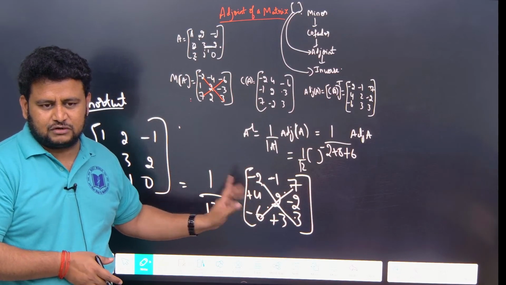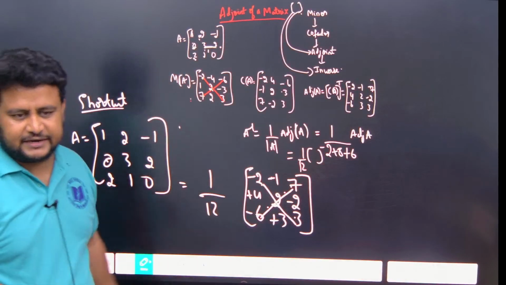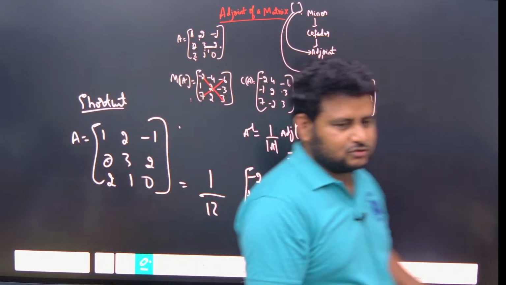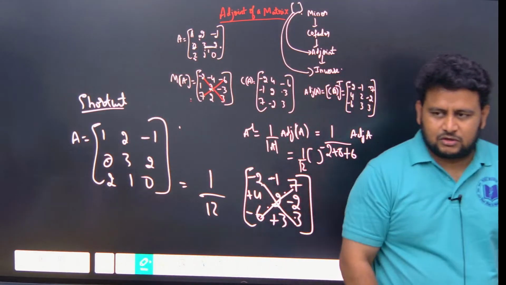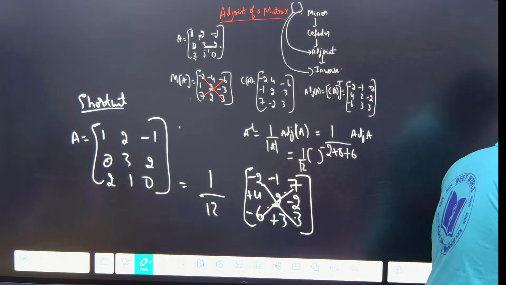Clear how to find this? Got it? Understood now? This is for a square matrix I have told you. So only for a square matrix you can have an inverse. Got it how to find this? So make a note of it, how to find the shortcut.